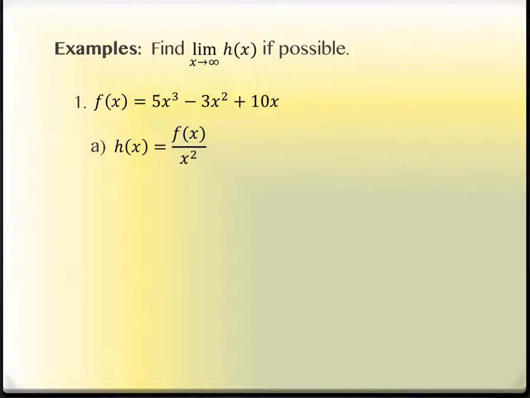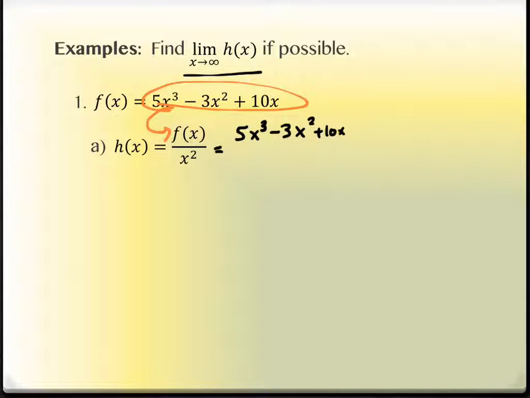If you take a look at this function, they want us to find the limit as x approaches infinity of h of x. They give us the f of x function, and that is going to be divided by x squared. So the h of x function looks like 5x cubed minus 3x squared plus 10x, divided by x squared.